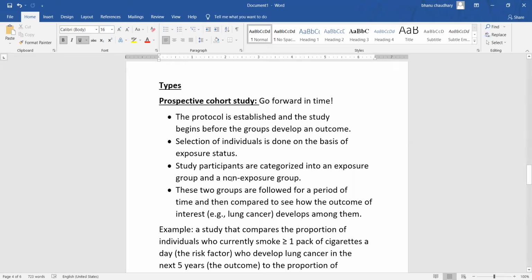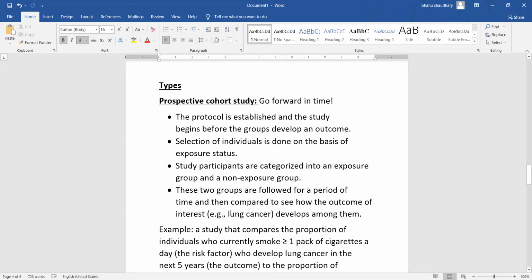Then these groups are followed over a period of time, like 6 years, 7 years, or 10 years, anytime you want. And then you will check how much of the exposed group develop the outcome, how much of the non-exposed group develop the outcome, and then you will compare the results between the two.